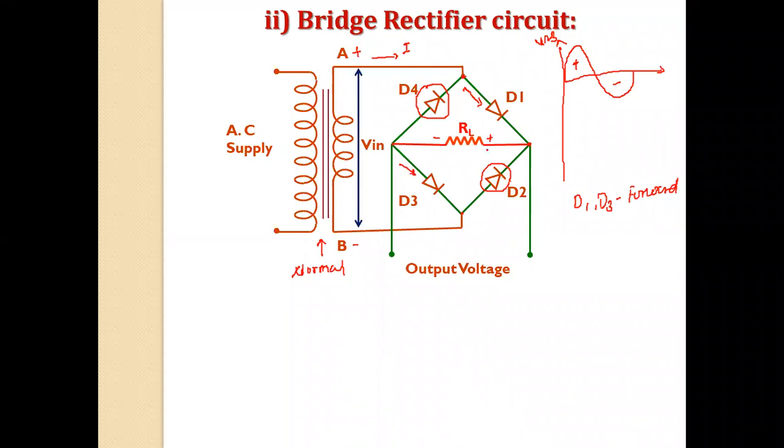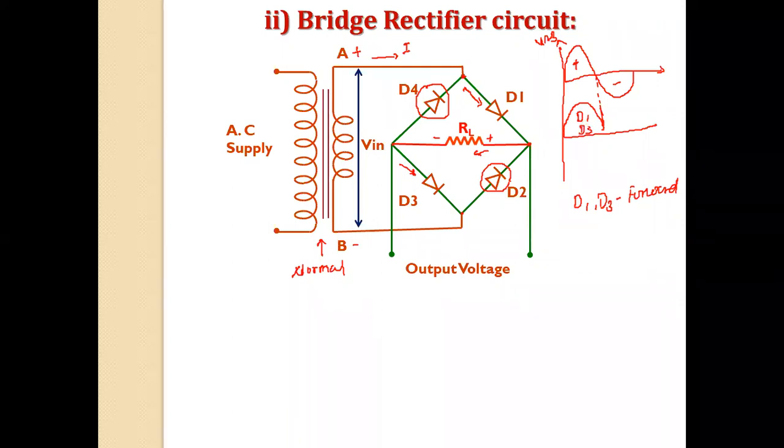Did you get my point? In every positive half cycle the current flows, and for the positive half cycle, diodes D1 and D3 work in forward bias, so that we will get the output same as the input waveform.